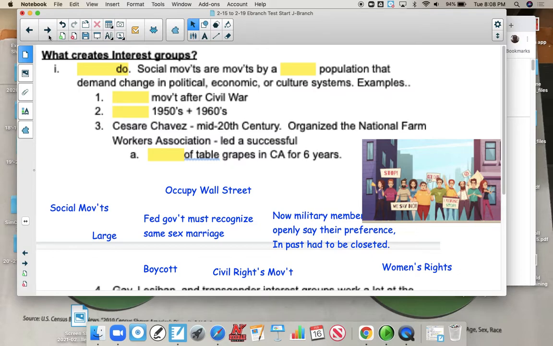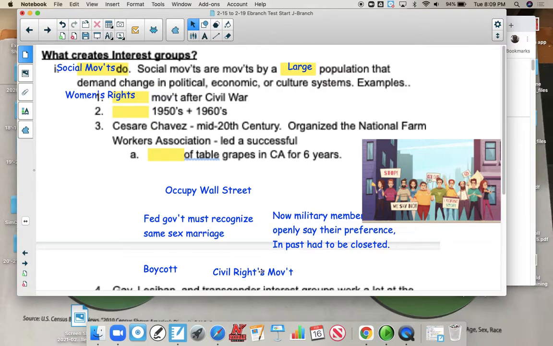What creates interest groups? Interest groups are created by social movements. Okay? Social movements create interest groups. And they're movements that usually start off by a large population that demands change in politics, economics, cultural ideas. And here are some examples. One such big movement in the early 1900s, late 1800s, was women's rights after the Civil War, okay, and how women fought to earn the right to vote.